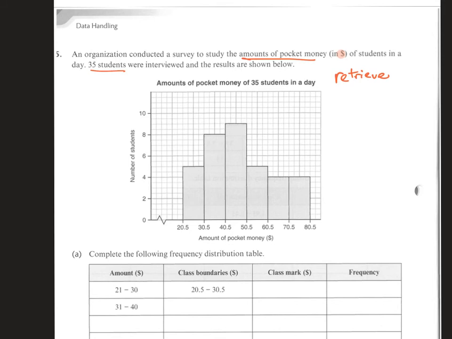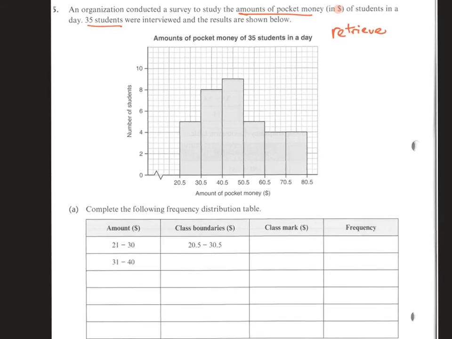Okay, the histogram is given to you, but now you are going to retrieve the data from the histogram. The easiest way is that the histogram should be drawn by class boundaries. So that's why you have 20.5, 30.5 in the table in the first class boundary, which is given to you. So as a result, the next one should be 30.5 and then 40.5. Next one is 40.5 to 50.5, etc. You don't need to write the $ sign every time in the table, because the $ sign is given on top of the table already.